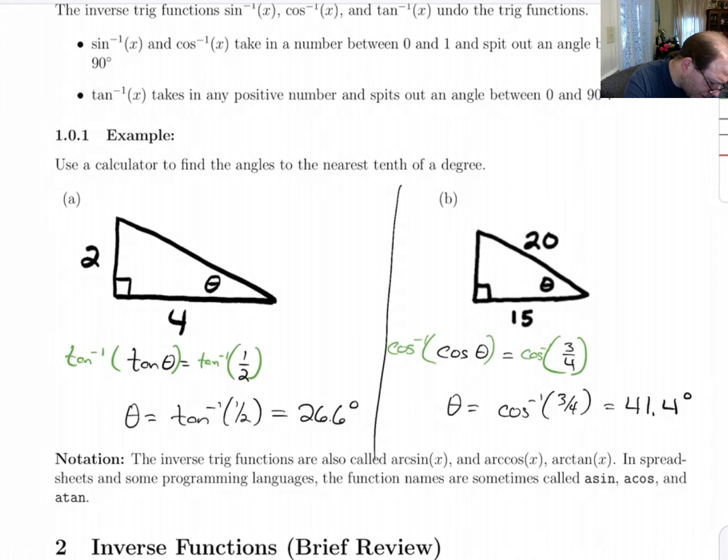So some other notation for this is also called the arcsine, arccosine, and arctan. So for instance, arcsine and inverse sine are the same thing. And also, if you ever need to program this stuff into a spreadsheet or a programming language, most of the time the names for these things are asin, acos, and atan. So if you're ever using a spreadsheet or a math package in Python or something like that, it's usually called asin and so on.